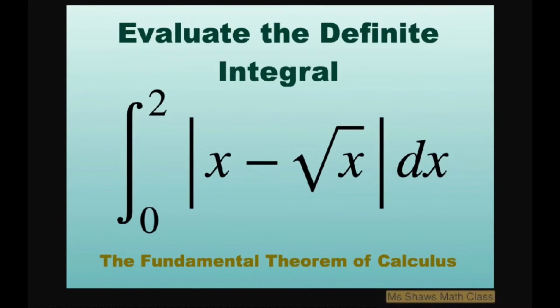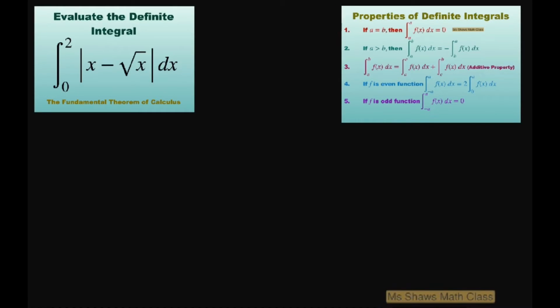Everyone, we're going to evaluate the definite integral from 0 to 2 of the absolute value of x minus the square root of x dx. Alright, we're going to use the additive property because we're going from 0 to 2, but what we need to look at is what happens when you set this to 0.